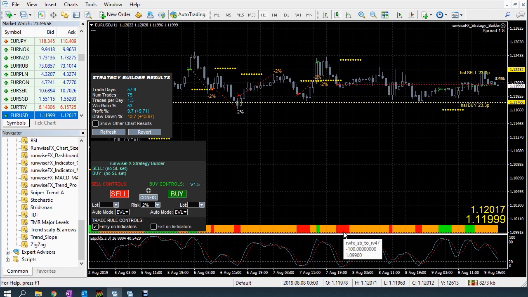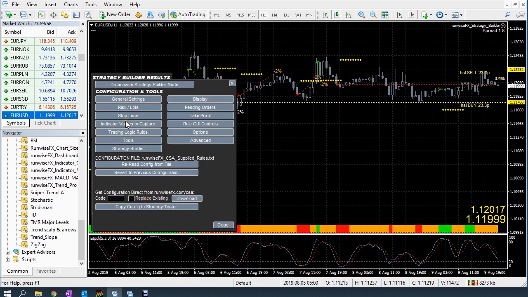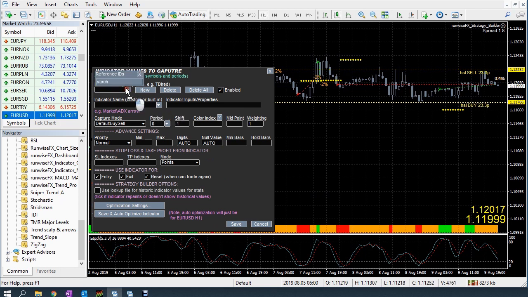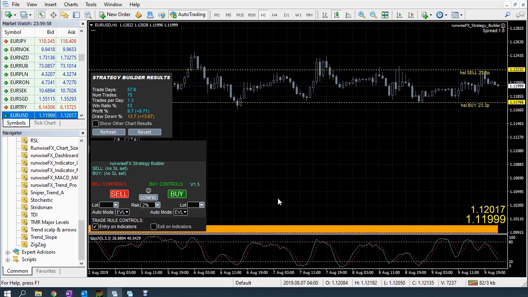That's as if it was a breakout. Let's say we wanted to do a reversal. The way we would do it is, under indicator values to capture, select the stochastic again. The buy situation is going to be the 20, so we want to do a buy down here when the indicator's gone below 20, and 80 is going to be the sell situation, so that gets you the reversal. So now we've got the buy signal when it's gone oversold, so we've reversed it quite nicely.